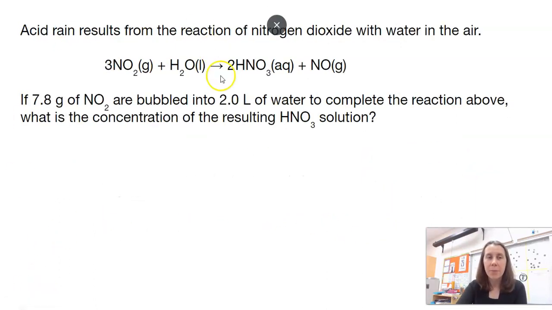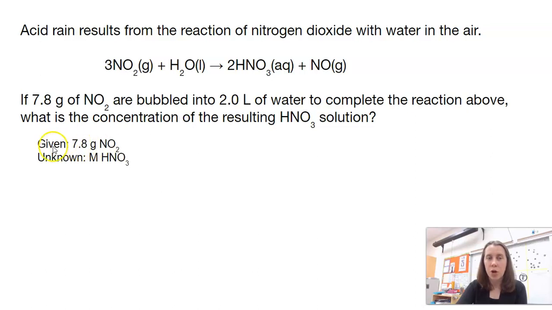All right, our next example is acid rain, which results from the reaction of nitrogen dioxide with water in the air. So we have 3NO2 plus H2O will give us 2 HNO3, or nitric acid, plus an NO. If we have 7.8 grams of NO2, and we bubble that into 2 liters of water, what will be our concentration? So this one looks a little bit different than the one that we just did.